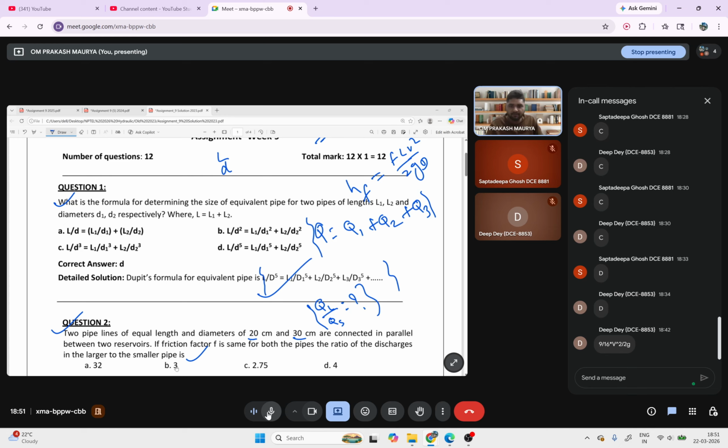Pipes are connected in parallel. So one thing to remember, please: if pipes are in parallel, the head loss will be equal in both pipes. So just equate the head loss in one pipe with the head loss in the other pipe, and definitely one pipe is smaller than the other, that is 20 centimeter and 30 centimeter diameter. So here you can calculate very easily. Just think on what I am trying to explain. It's very easy.